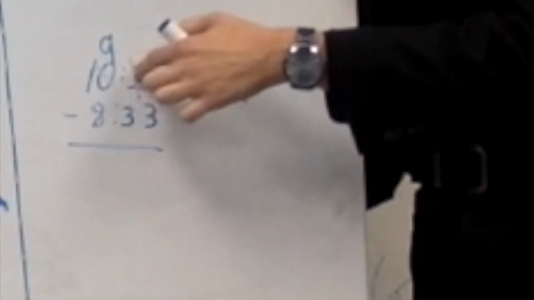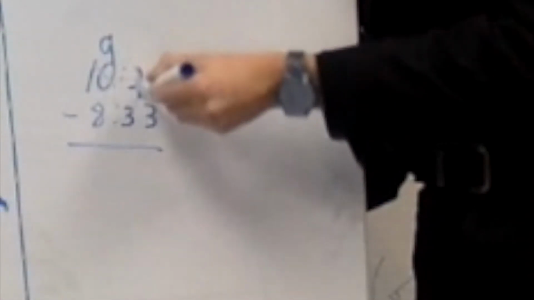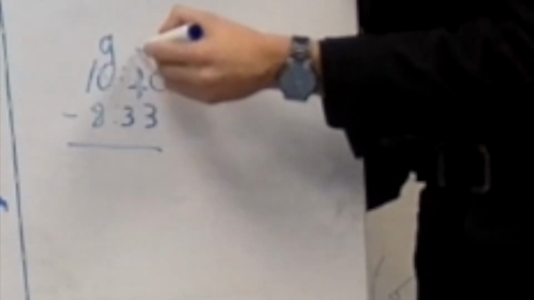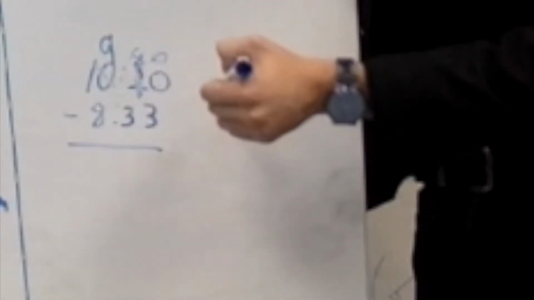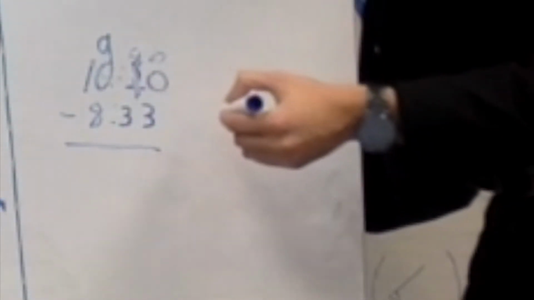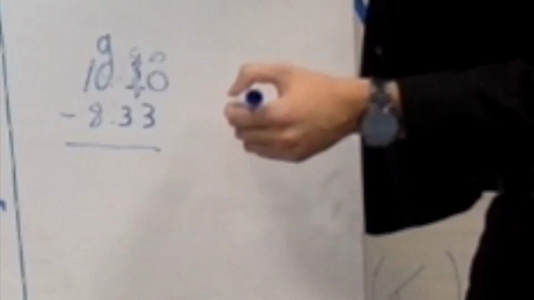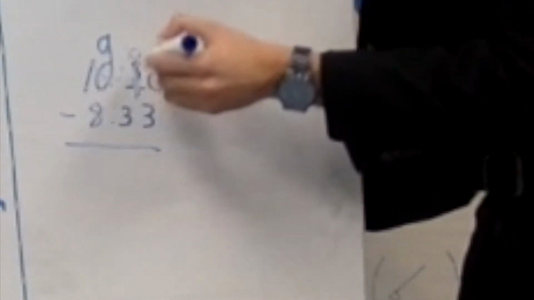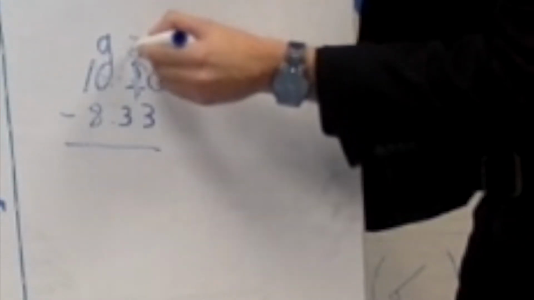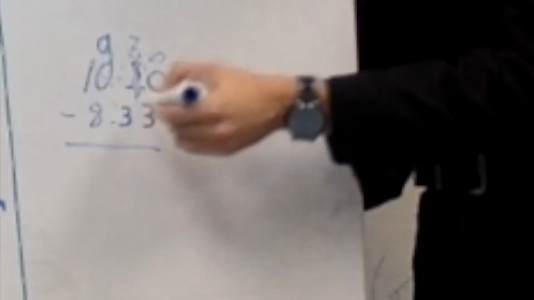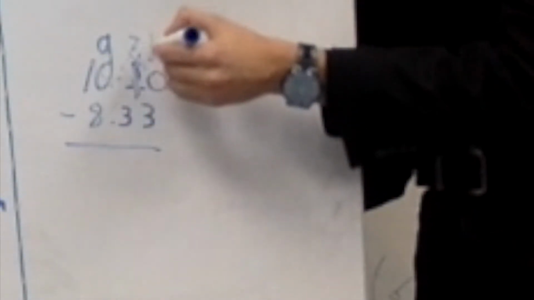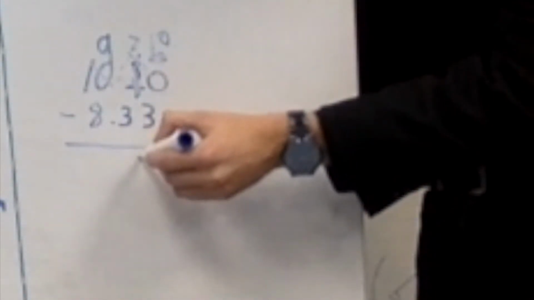So then I crossed out my 20 and then made it an 80. Since 0 can't go into 3, I crossed out my 8 and then I made it a 7. So then I crossed out my 0. I made it a 10. Then I did 10 minus 3, and that equals 7.